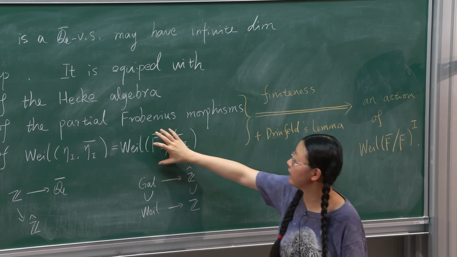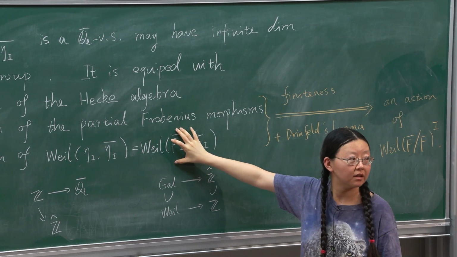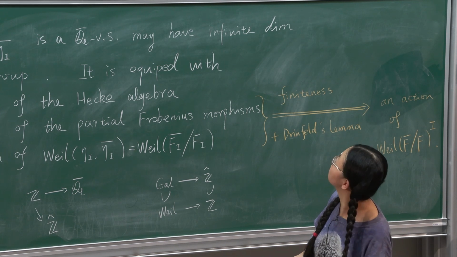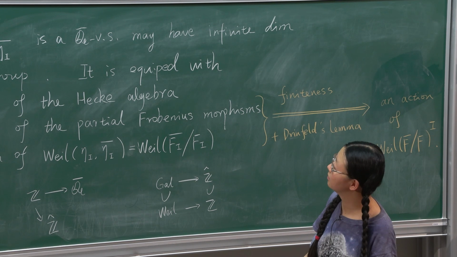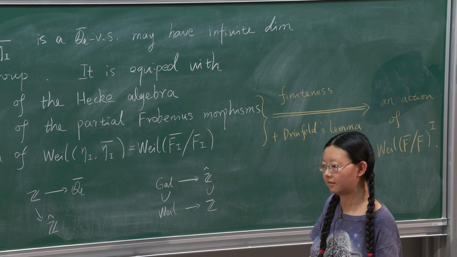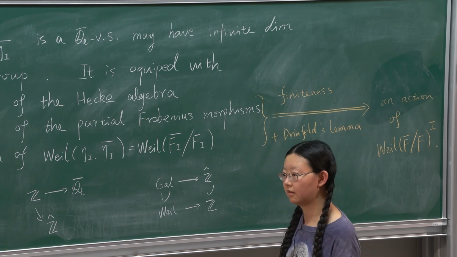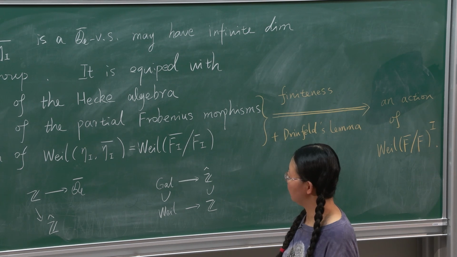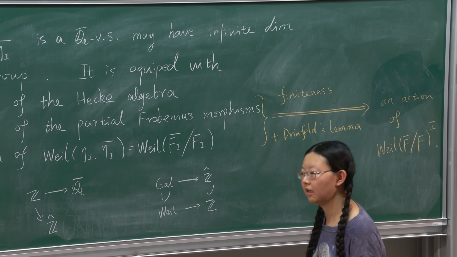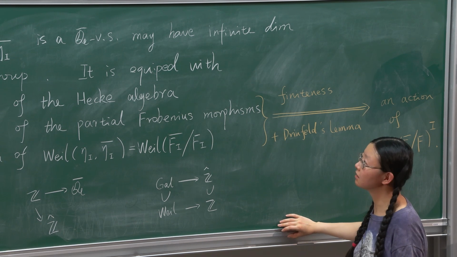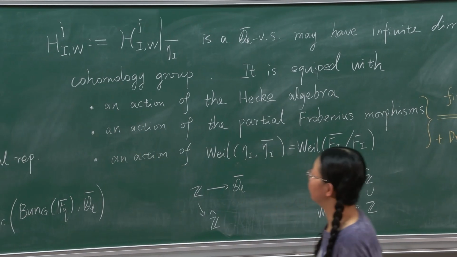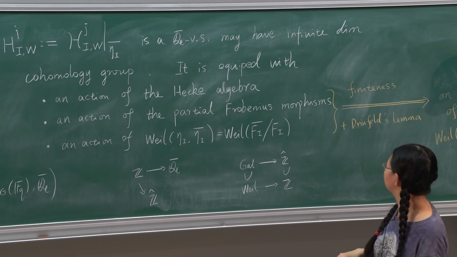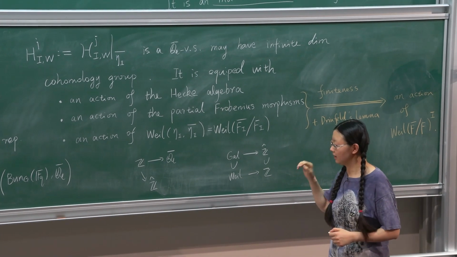The question is why here is the Weil group and not the Galois group? I mean, it doesn't really matter. Well, perhaps Galois does act on this colimit of vector spaces, but not in a way which commutes with these other two actions. I don't think the Galois group acts on this one.